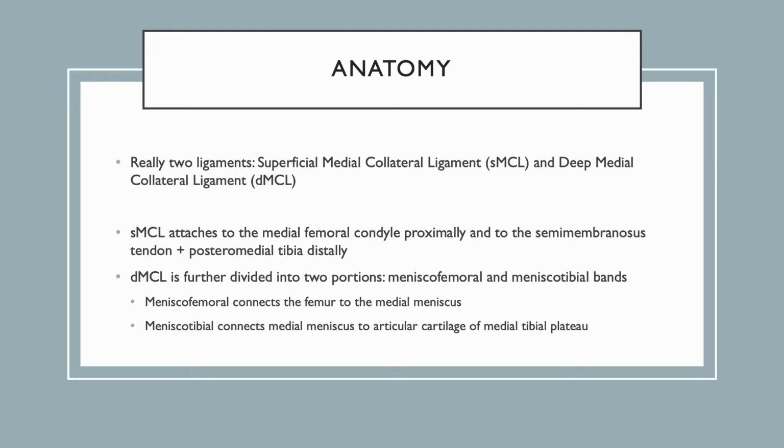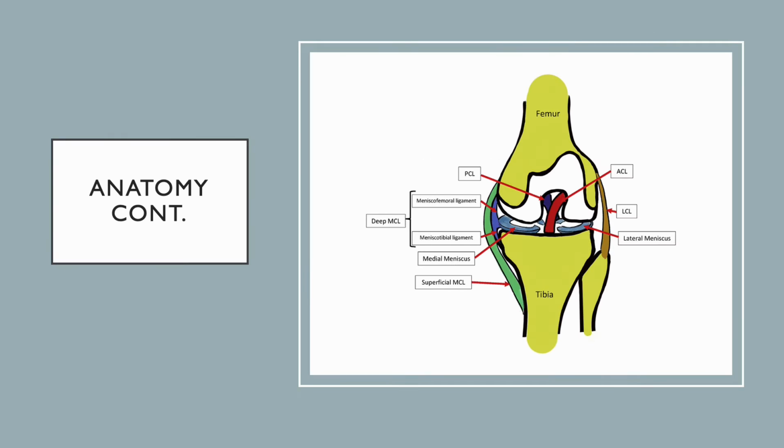medial tibia distally. The deep MCL is further divided into two portions, the meniscofemoral portion and the meniscotibial band. The meniscofemoral portion connects the femur to the medial meniscus, and the meniscotibial connects the medial meniscus to articular cartilage of the medial tibial plateau. Here is a little image of the MCL, its various layers, and the bands and where they connect.